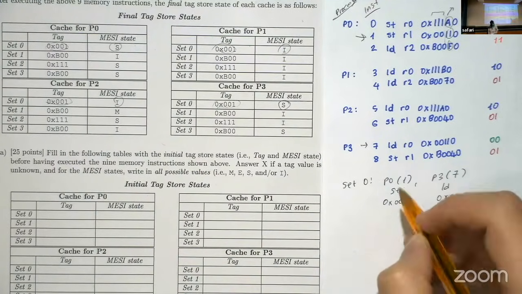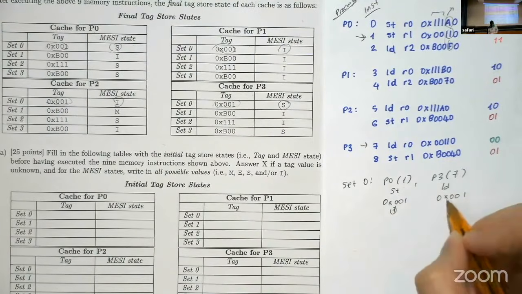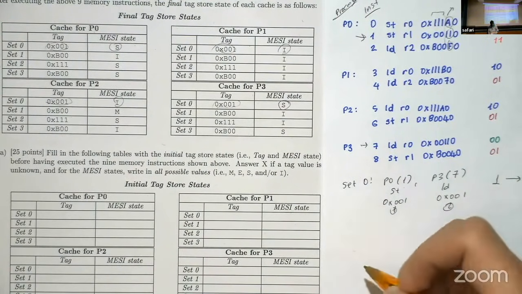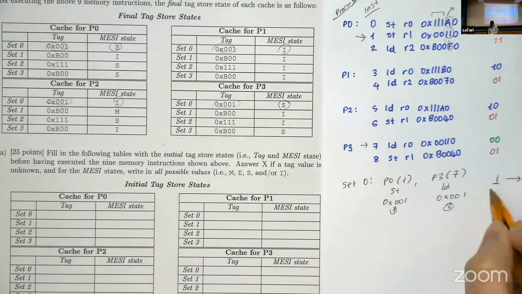So first the store happened and then the load happened. We can say that instruction 1 executed first and then we executed 7. And basically that's the ordering.